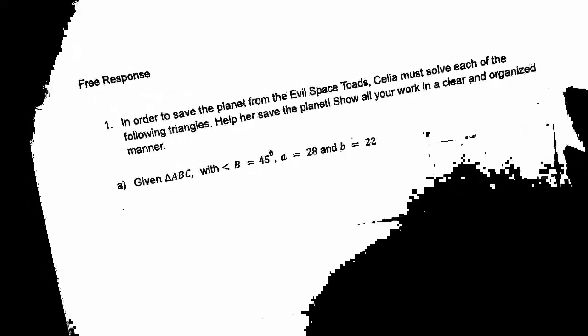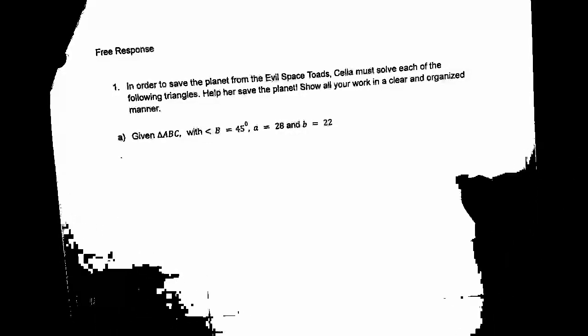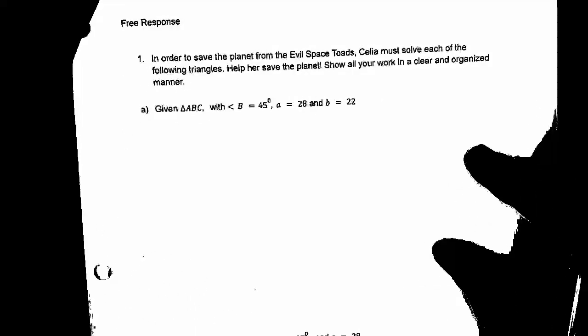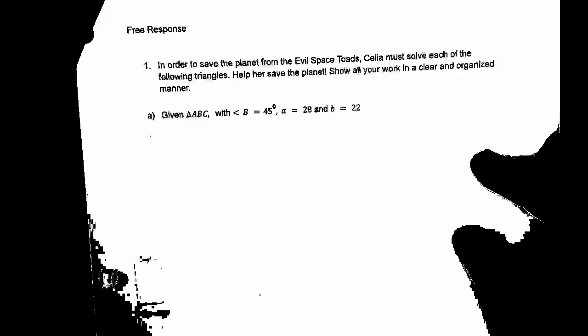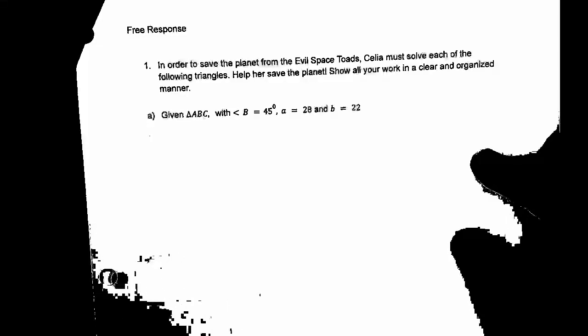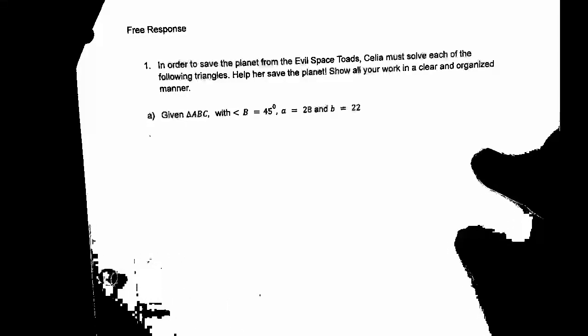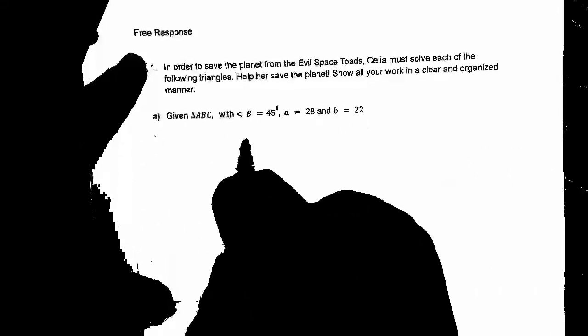In order to save the planet from the evil space toads, Celia must solve the following triangles. Help her save the planet, show all the work in a clear and organized manner. Okay, so we need to find everything about these triangles. We need to find all the side lengths and all the angles. Okay, so let's start just by drawing this, and let's identify what we have here.